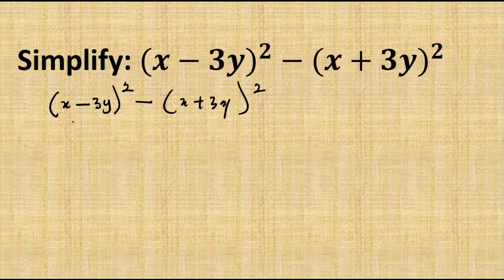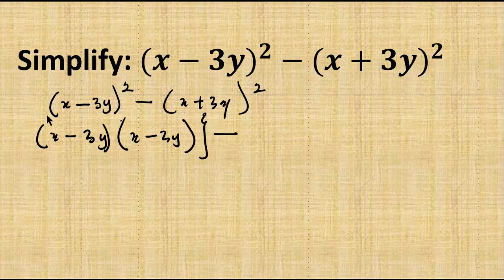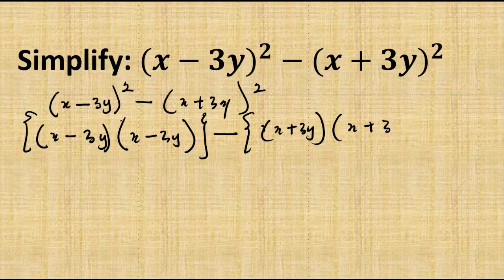Now, we know that this (x - 3y)^2, I can rewrite it as (x - 3y) into (x - 3y). Now, this will be minus, and here is the first set, then here is the second set. That will be (x + 3y) into (x + 3y). Now, I have a task to expand each of these. I'll pick my first x, I'll multiply this expression, then I'll pick the 3y, I'll also multiply the expression.